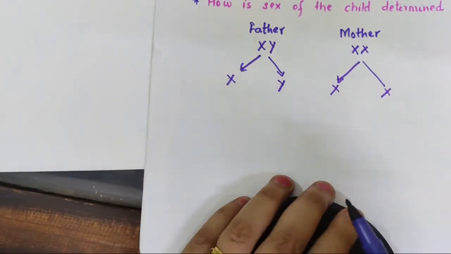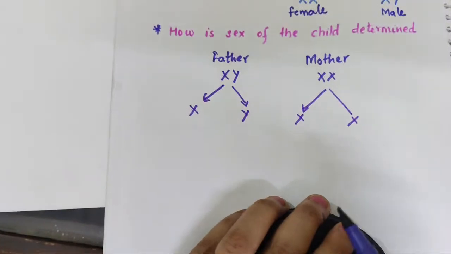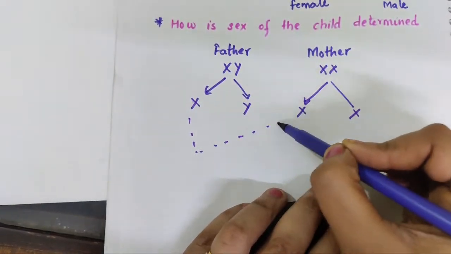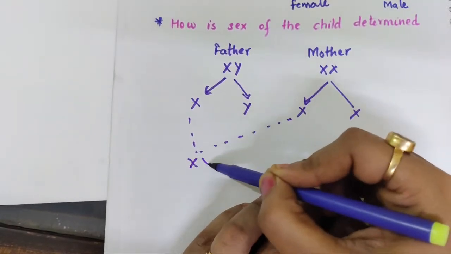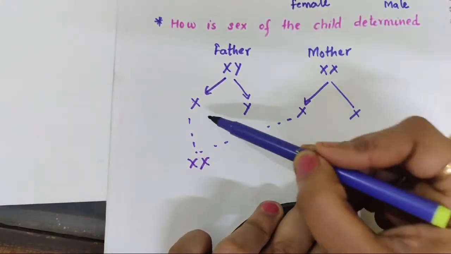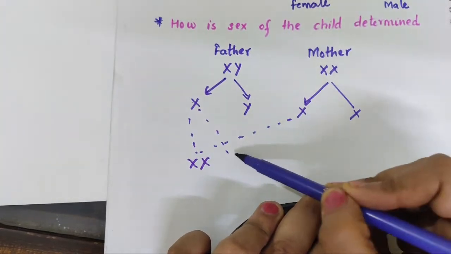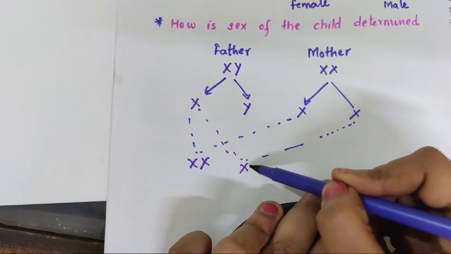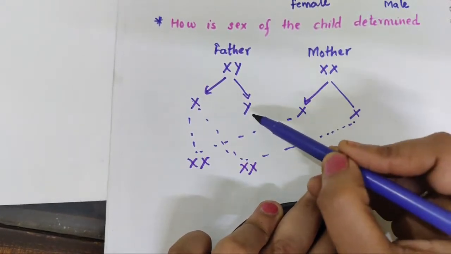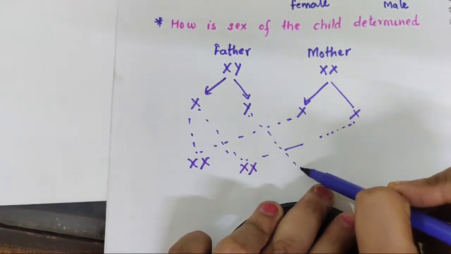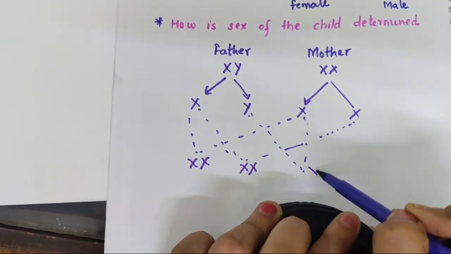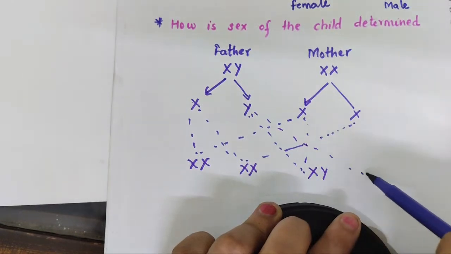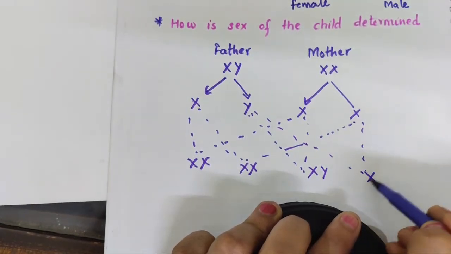Now they will cross. Just for example, X will cross with this X, and it is forming X and X here. Again, this X is crossing with this X. Again we are getting X and X here. This Y will cross with this X, and it is forming XY. Similarly, this Y is crossing with this X, and it is forming XY.